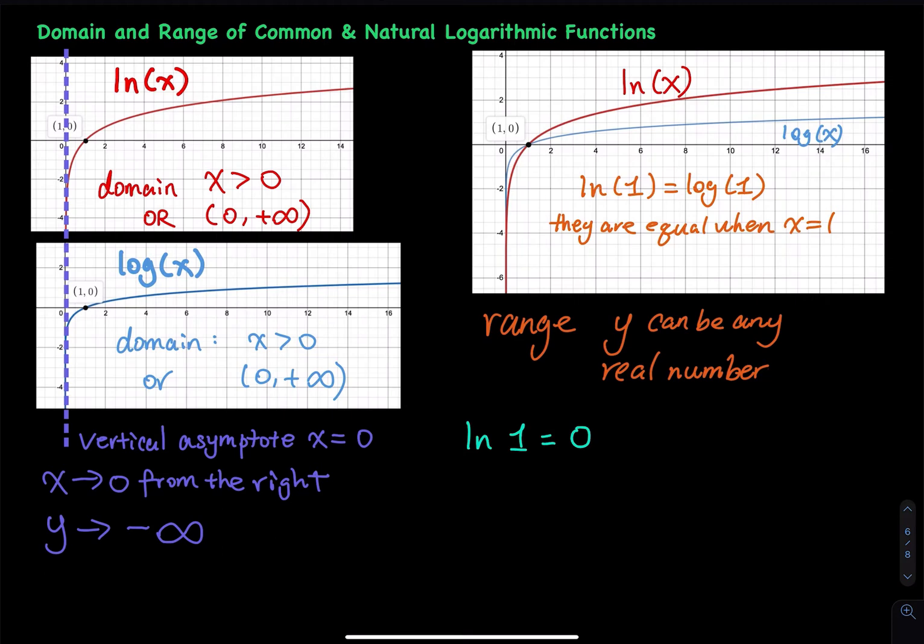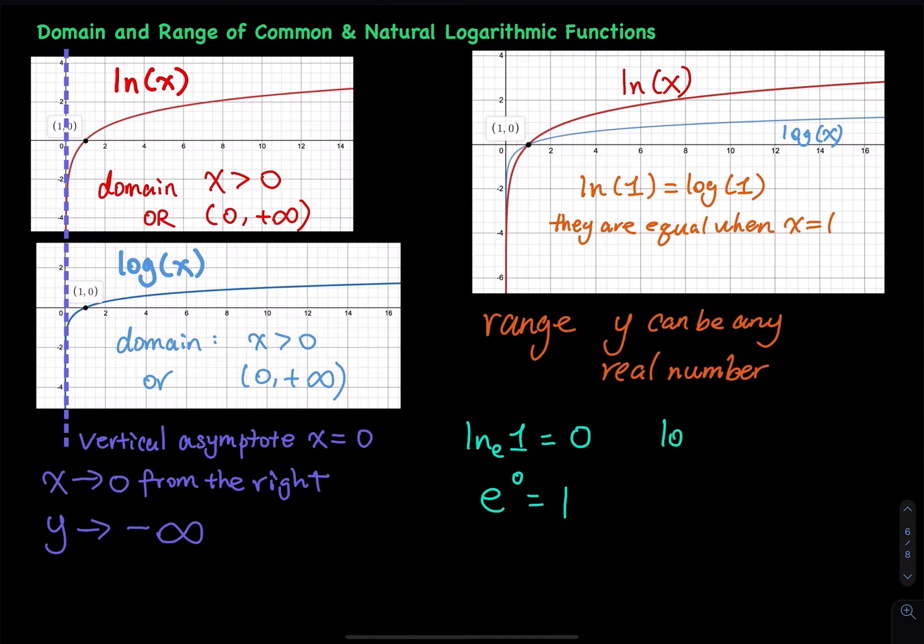The base of Ln is e. I just write this from logarithmic form to exponential form: e to the 0 power equals 1. e is approximately equal to 2.7. So 2.7 raised to the 0 power equals 1.